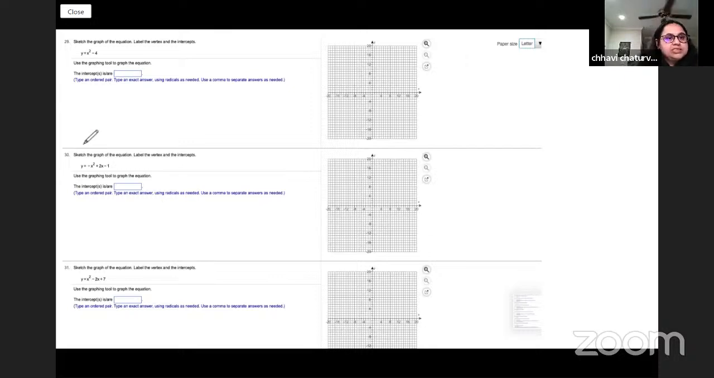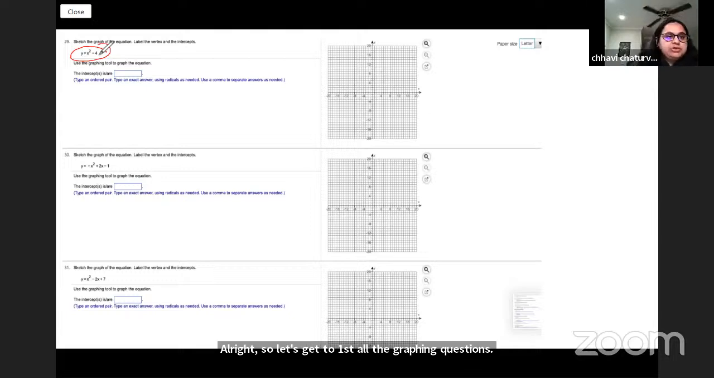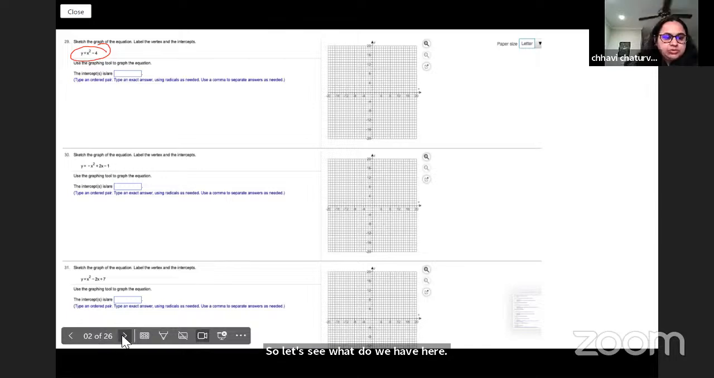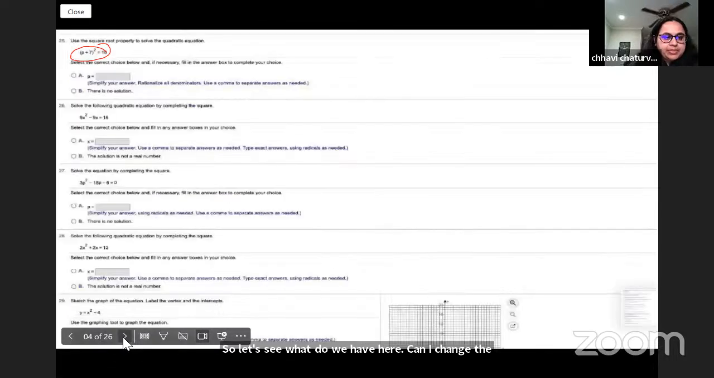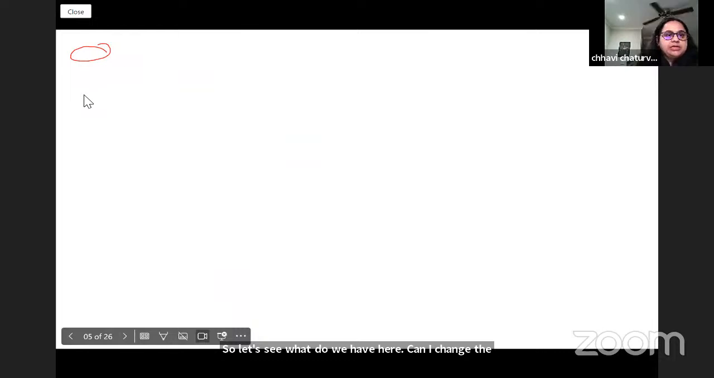All right, so let's get to all the graphing questions first. Before I get to the graphing questions, I would like to rebrief the concept here. So let's see, what do we have here? Can I change the slide to the empty slide? All right, so let's brief the concepts.